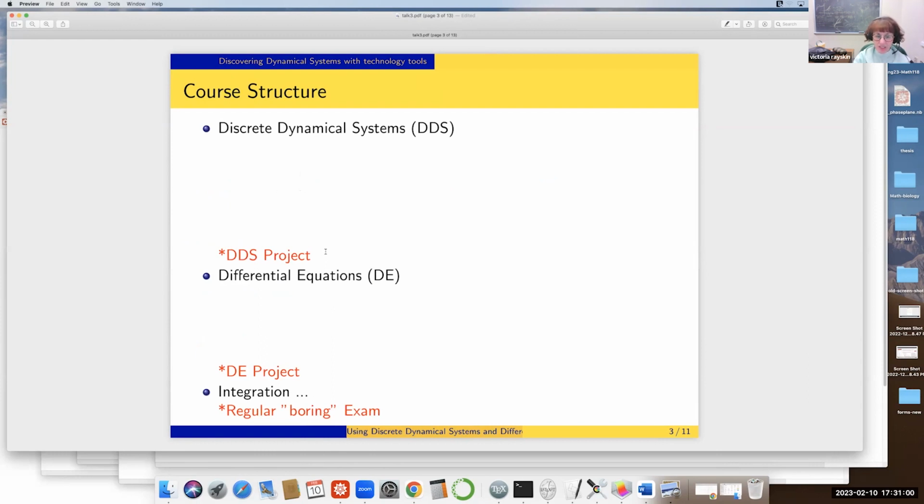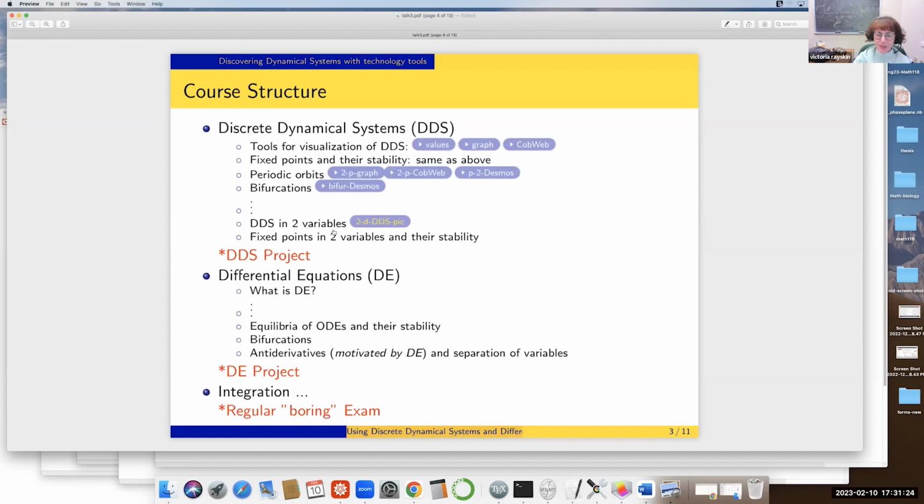Then we talk about differential equations, and again, there is a very exciting project at the end of differential equations, and differential equations motivate the subject of integration. So integration just comes as a tool for solving differential equations, and it ends with kind of a traditional boring exam. So what we cover is everything via exploration.